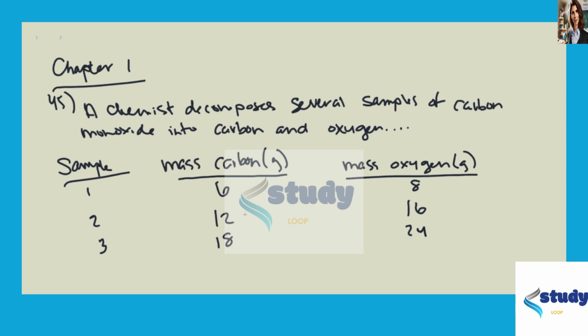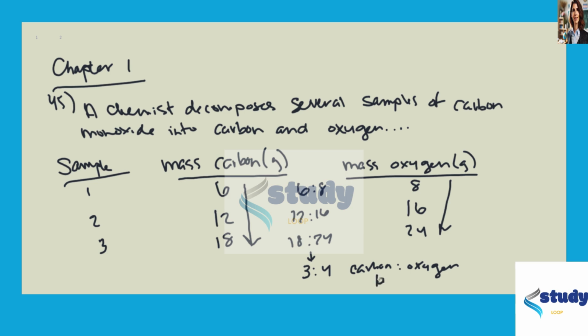So one thing that you can see here is that the resulting masses of carbon and oxygen scale together. Here there's a 6:8 ratio, a 12:16 ratio, and an 18:24 ratio. What this boils down to is a 3:4 ratio in carbon to oxygen that's constant no matter what the sample, no matter what the starting size of the sample decomposed. So this is in line with the law of definite proportions.